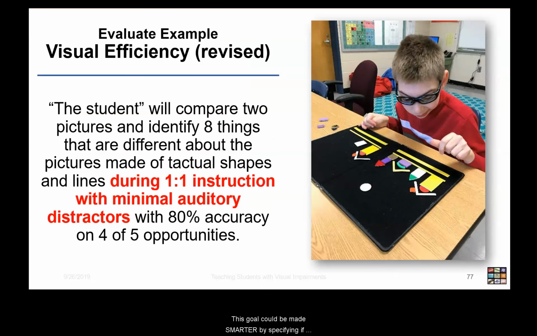This goal could be made smarter by specifying if this takes place in a quiet one-on-one environment or if it takes place within the classroom setting with some visual and auditory distractors. The goal now reads, the student will compare 2 pictures and identify 8 things that are different about the pictures made of tactual shapes and lines during one-on-one instruction with minimal auditory distractors with 80% accuracy on 4 of 5 opportunities.